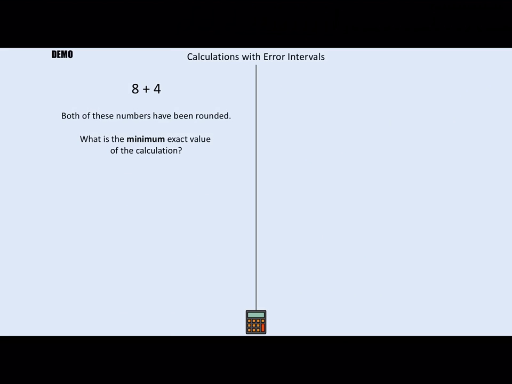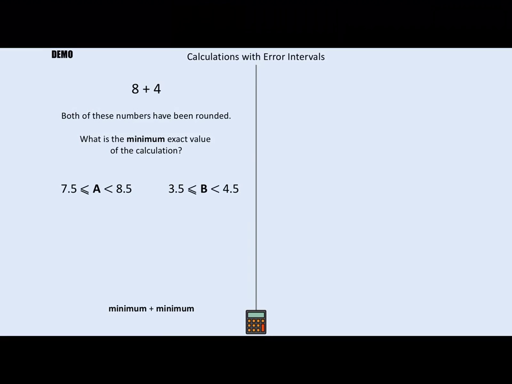Same approach, write the error interval out for this. So I get those 2 numbers. Now if I want the minimum of this calculation, I take the largest of B and the smallest of A. If I want the minimum addition, I take the minimum of both of them, okay? So with that being said, I add them together, and I get 11. Now, any calculation using these error intervals has to be greater than or equal to 11, because I'm using my 2 minimum values that I'm allowed.